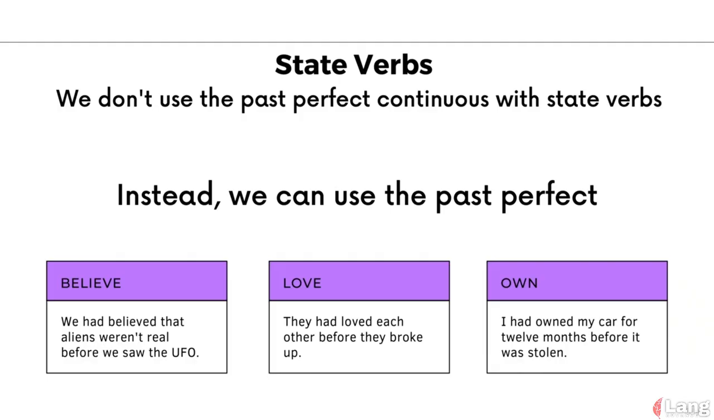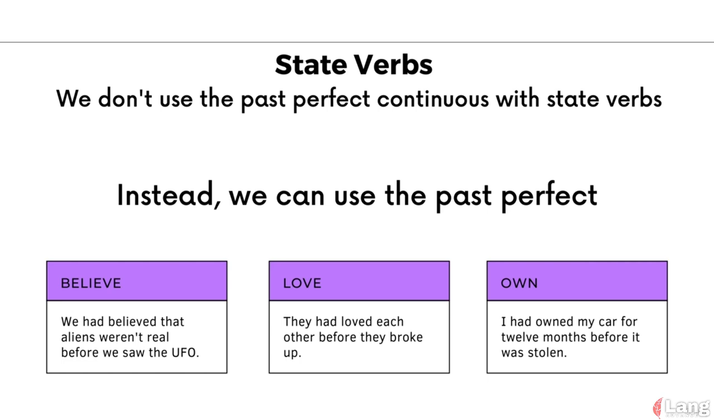Now, there's the important issue of state verbs, always a kind of confusing situation. Generally speaking, we don't use state verbs with continuous tenses, and that includes the past perfect continuous, of course. So we don't use the past perfect continuous with state verbs. Instead, we try to use the past perfect. Believe, love, and own. These are state verbs because they describe a state of being. They don't describe an action per se.